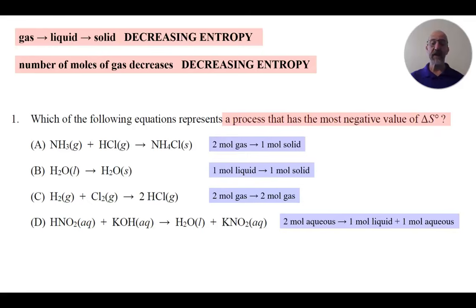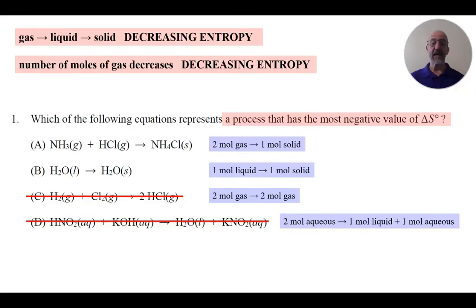So we can eliminate choice C. And then similarly, in choice D, I see 2 moles of aqueous substances, and on the right side of the equation, we have 1 mole of liquid and 1 mole of aqueous. That is not a significant change in terms of the phase of matter, and there are no gases present at all. We can safely eliminate choices C and D because there would not be a significant decrease in entropy.